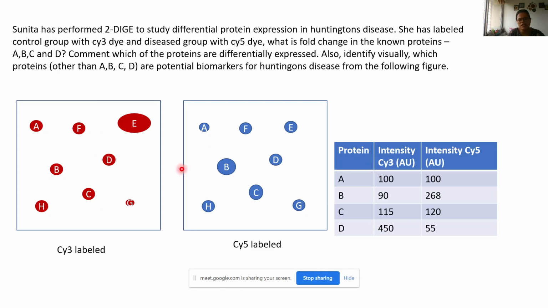D, if you see, depending upon the values, it is down regulated. So it's just an error in the figure. It's down regulated, the values are decreasing in the Cy5 label. In that manner, you can figure out using this method whether a particular protein is upregulated or downregulated, and that could act as a potential biomarker for any disease which you are interested in studying.